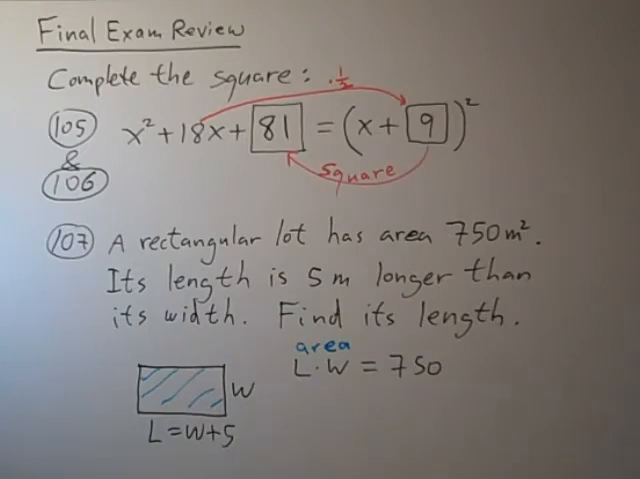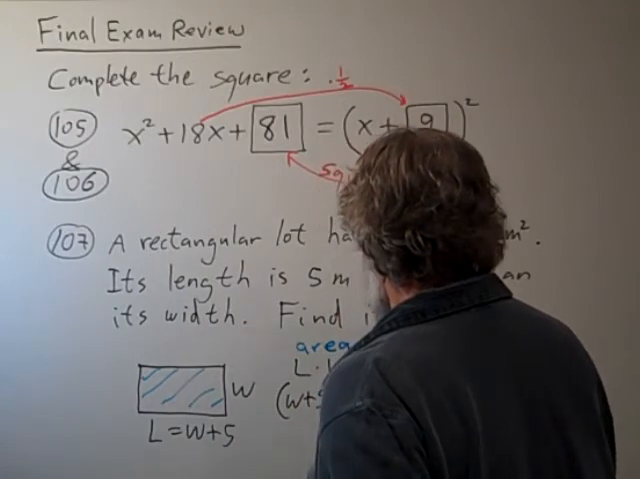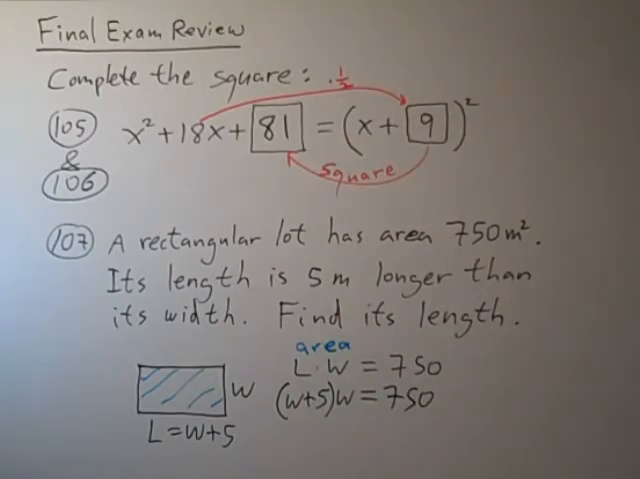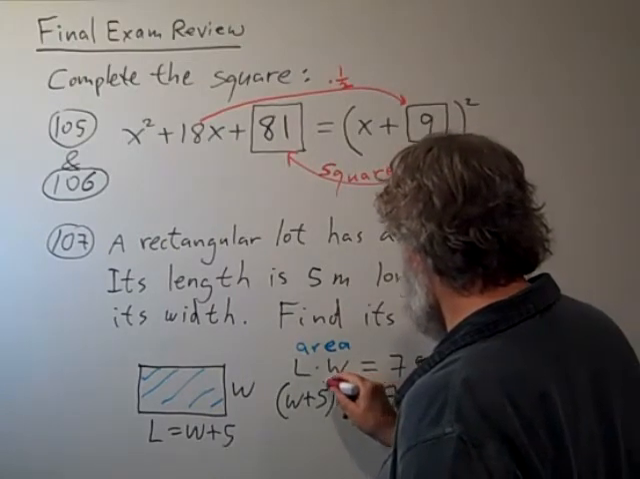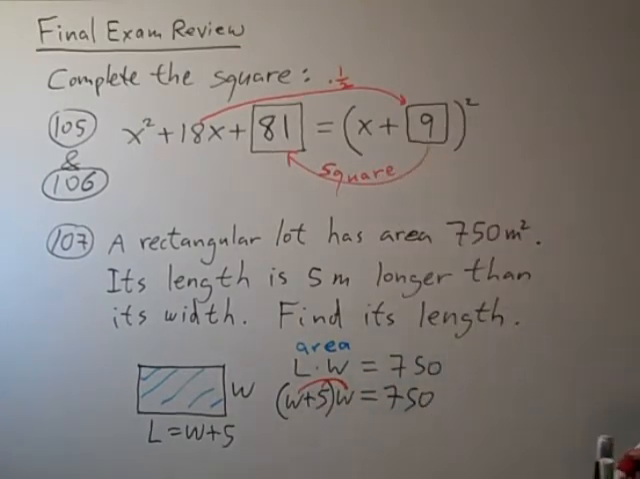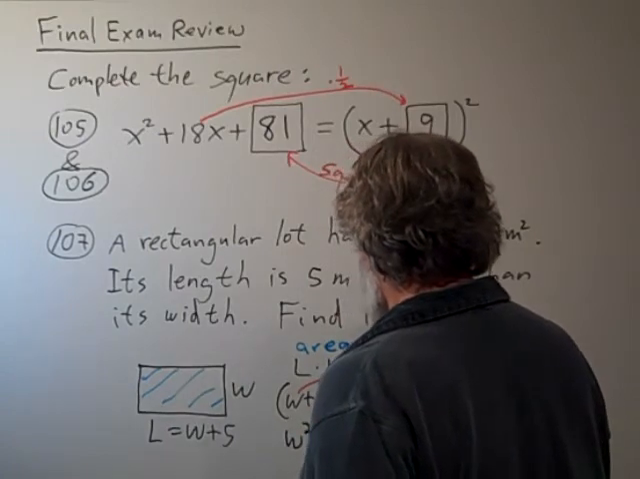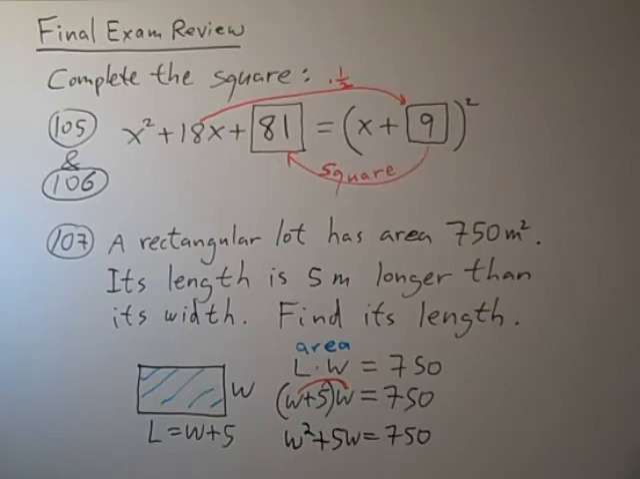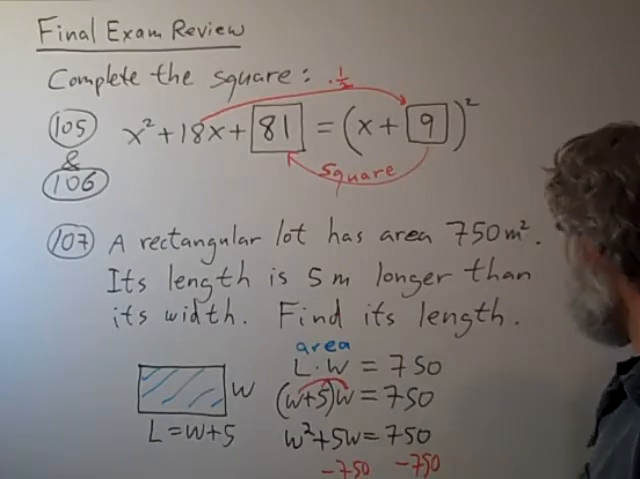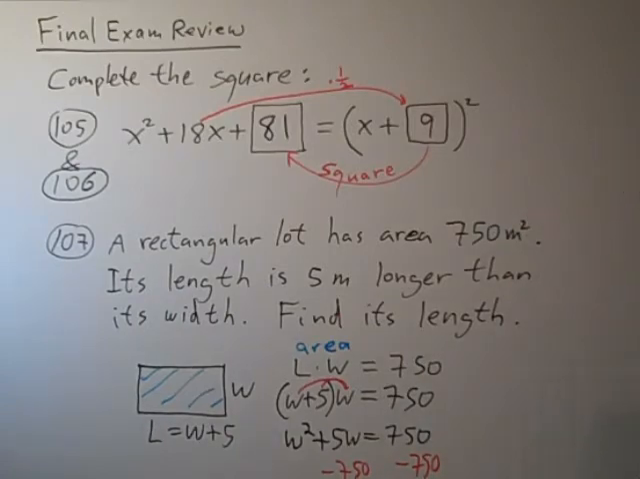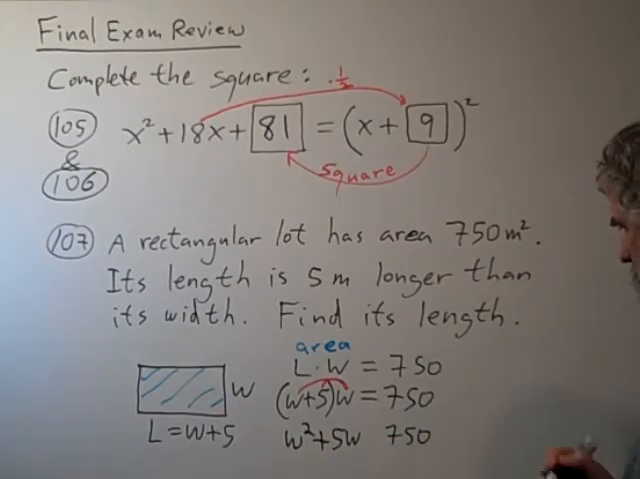But the length is the width plus 5, so we can write the width plus 5 times the width is equal to 750. Distributing through the parentheses, the W here, we get W squared plus 5W is equal to 750. And if we subtract 750 from both sides, we get W squared plus 5W minus 750 equals 0.